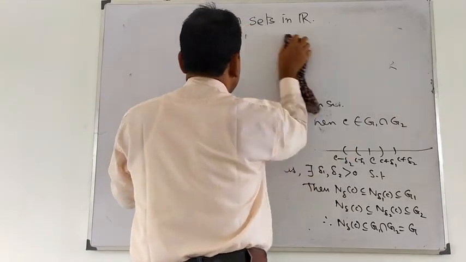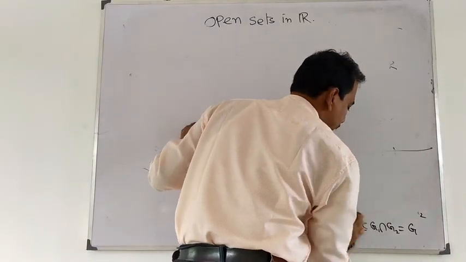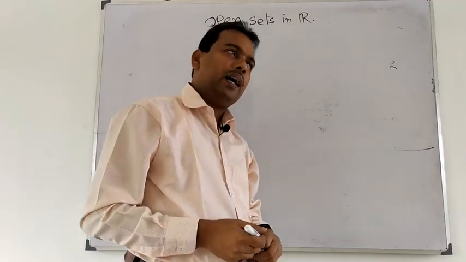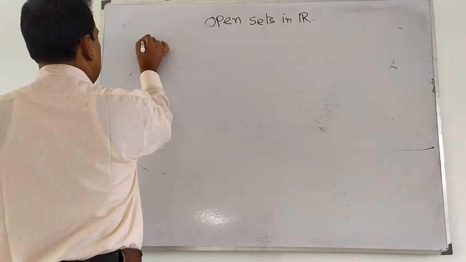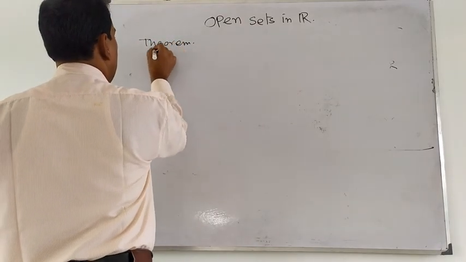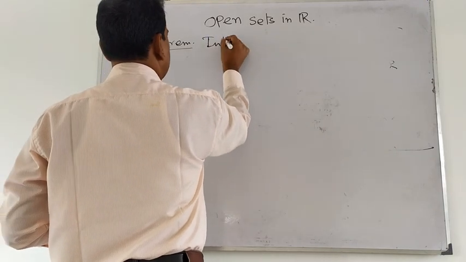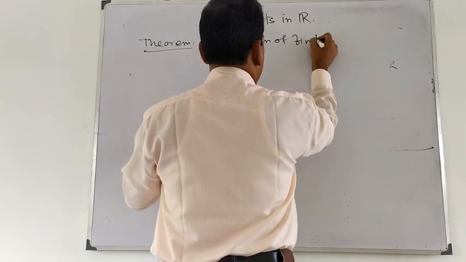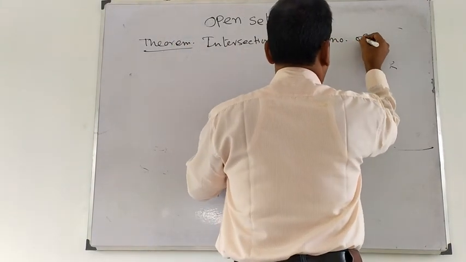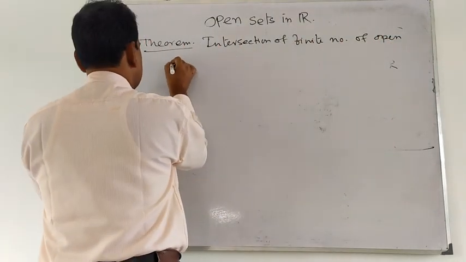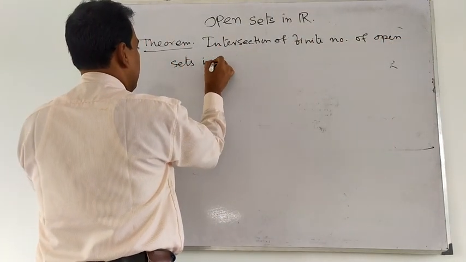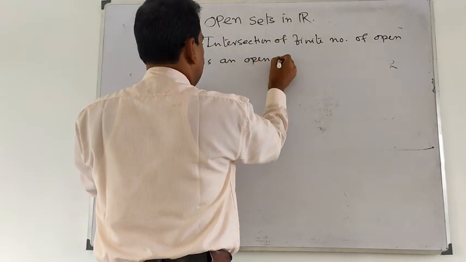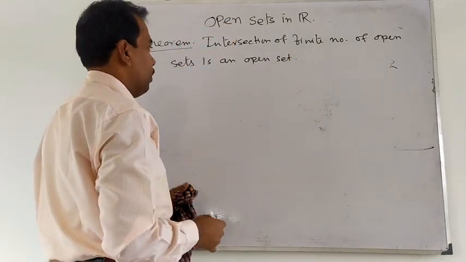And if we take a finite number of open sets G1, G2, ..., Gn, then their intersection is also an open set. That is, the intersection of a finite number of open sets is an open set. All are open sets in R, then the intersection is an open set in R.